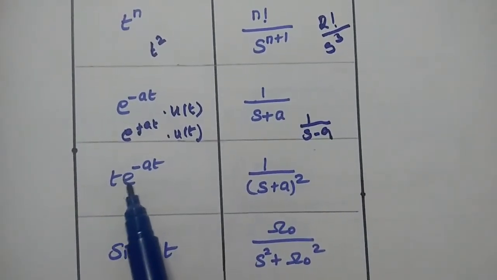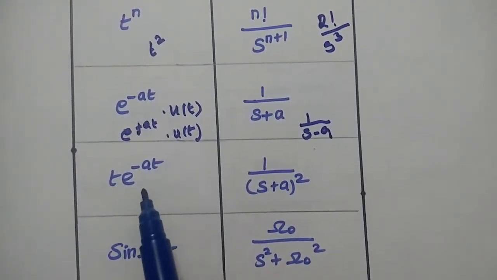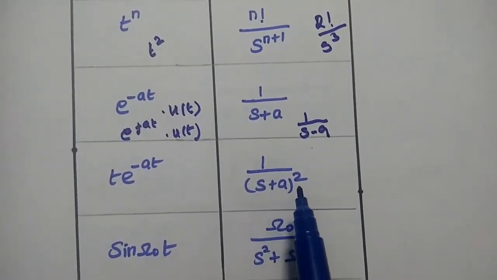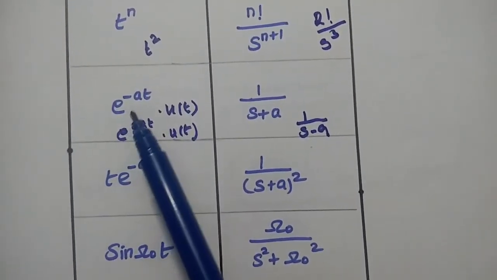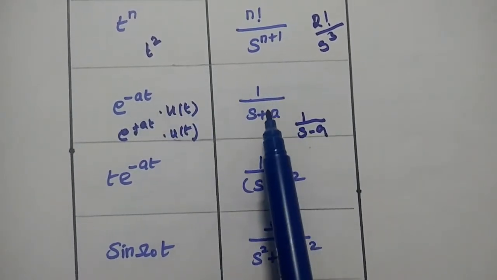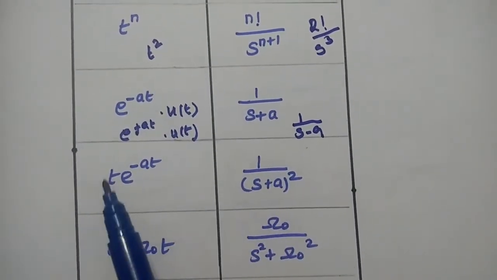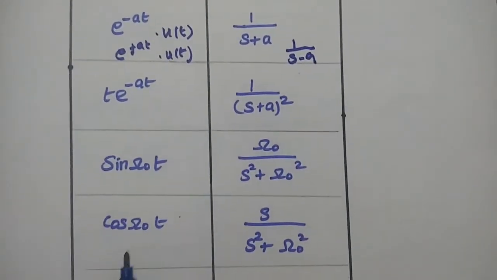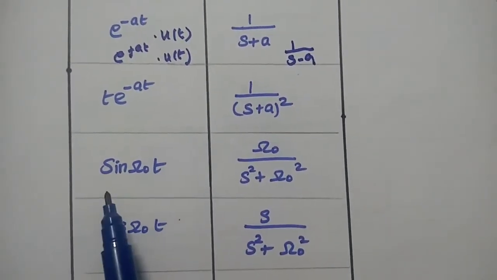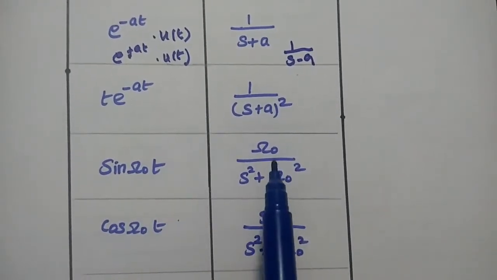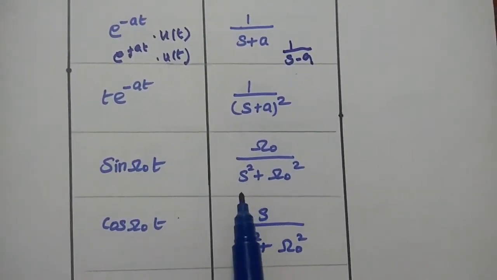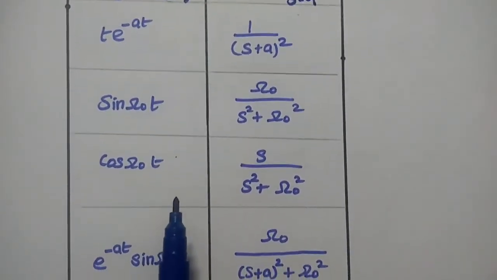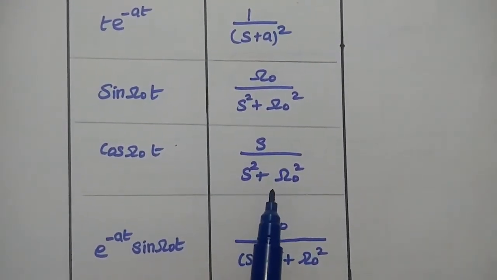Then t into e power minus at. So for this, the Laplace transform is 1 divided by s plus a the whole square. So in case of e power minus at, it is simply 1 divided by s plus a. If it is t into e power minus at, then 1 divided by s plus a the whole square. Likewise, sin omega t. The Laplace transform of sin omega naught t is equal to omega naught divided by s squared plus omega naught squared. For cos omega naught t, its value is s divided by s squared plus omega naught squared.